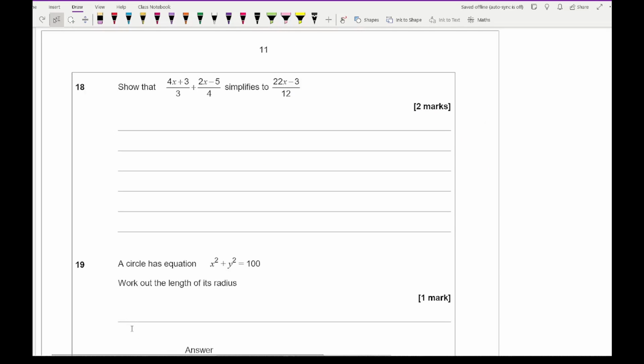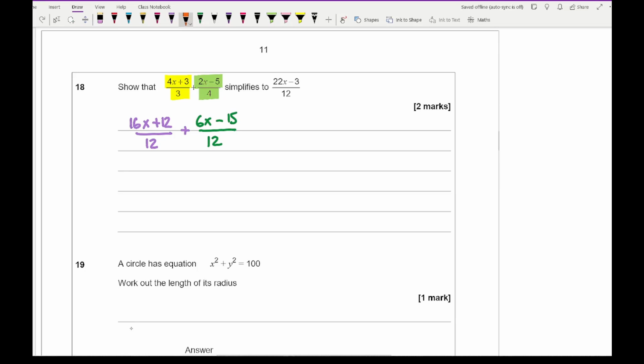Moving on to question 18, it says show that this algebraic fraction simplifies to give us 22x minus 3 over 12. Well, for this, what we need to do is try and get a common denominator. So here, our common denominator of these two is going to be 12. So to get a common denominator of 12 for the first fraction, I need to times by 4. So that's going to be 16x plus 12. And then for the second fraction to have a denominator of 12, I need to multiply everything by 3. So that's going to be 6x minus 15.